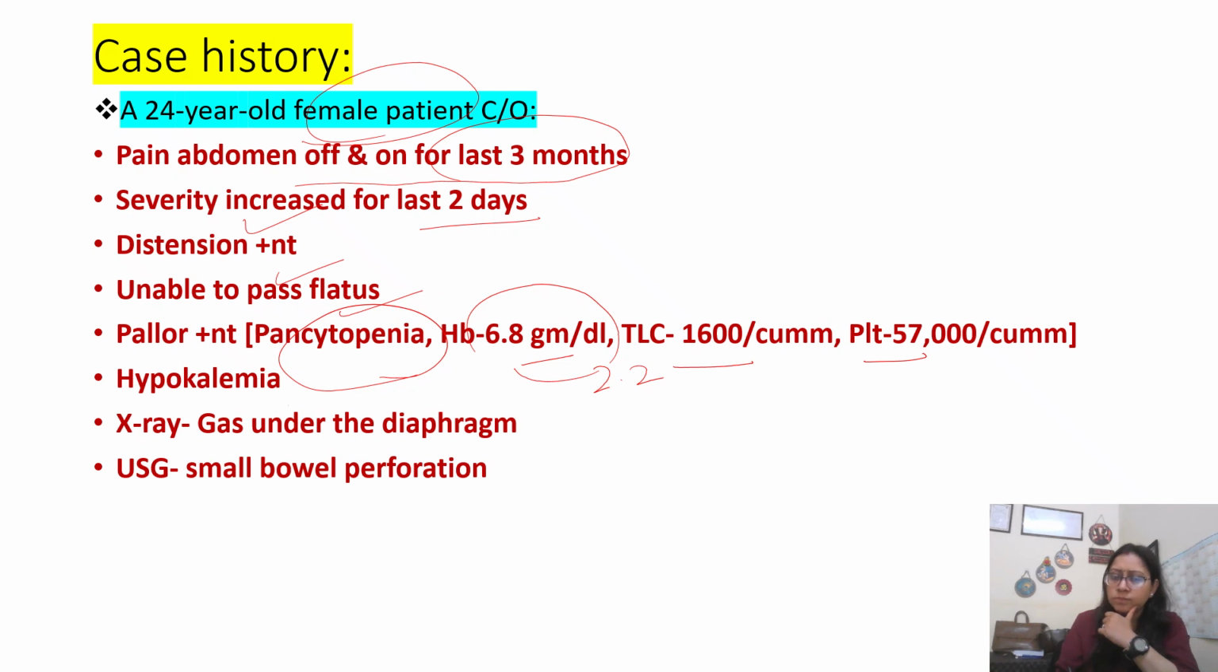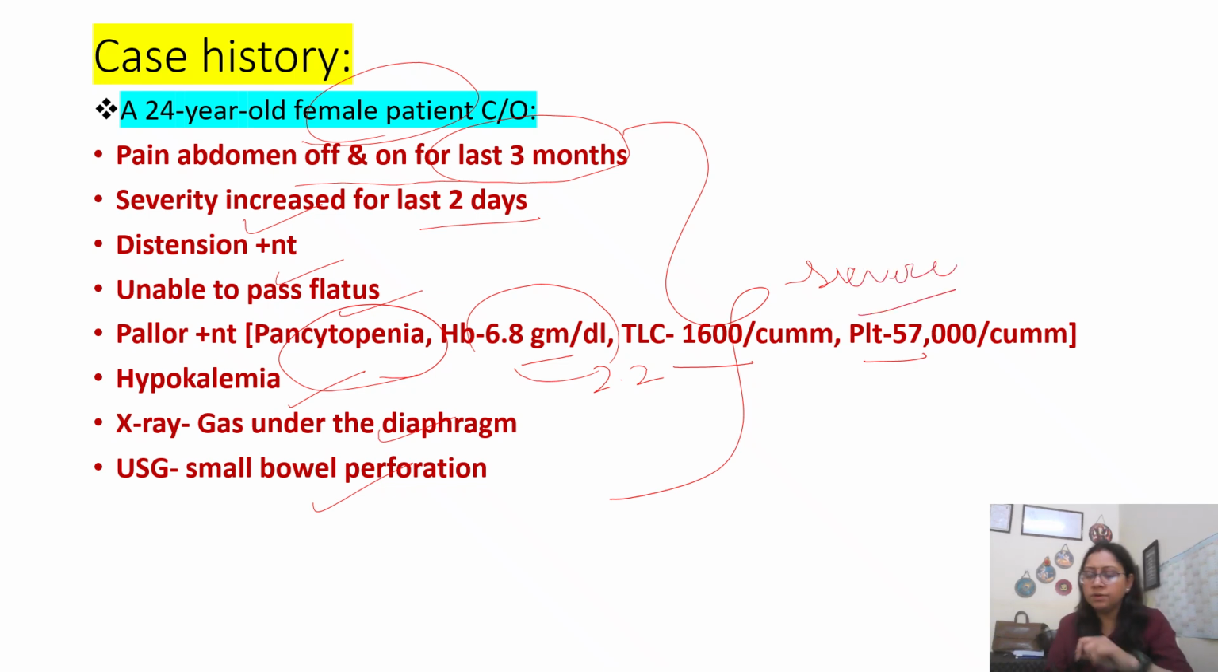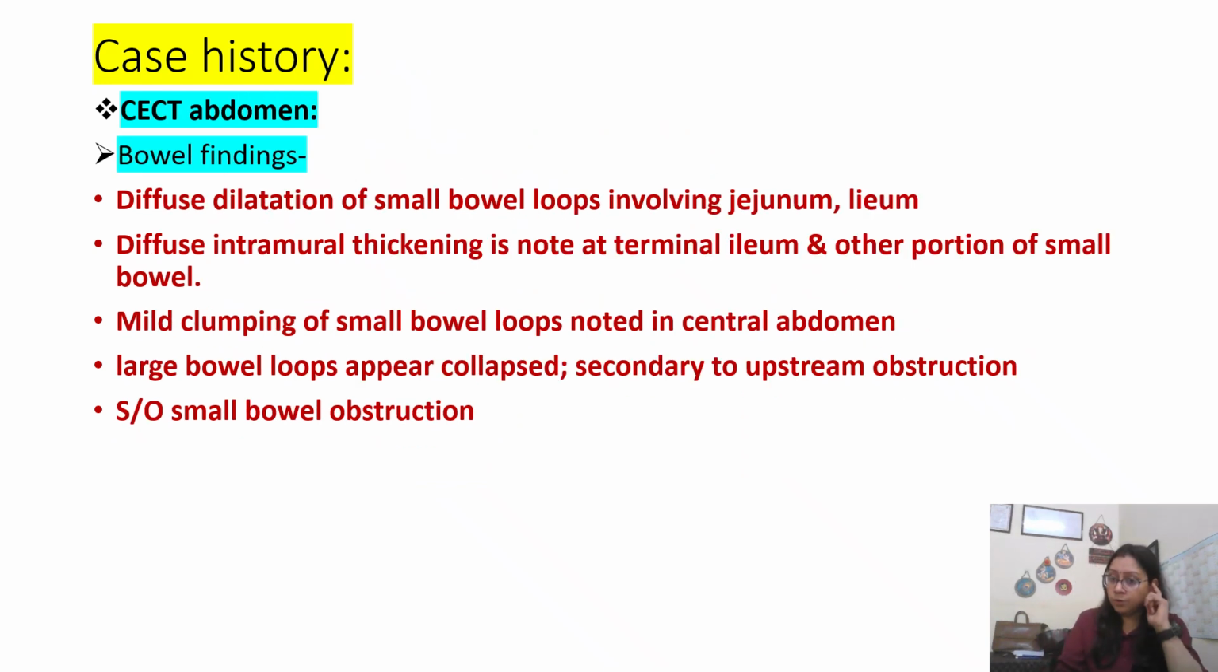The patient also had a low potassium level. X-ray showed gas under the diaphragm, and USG, that is ultrasound, showed small bowel perforation. So all these things she was having for the last 2 days, meaning a severe condition, right? But just keep in mind the duration. For the last 3 months, she was having this kind of off and on vague symptoms. And one important point was she was cachexic. Loss of weight was very severe in her.